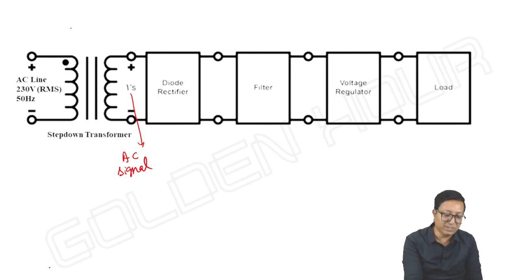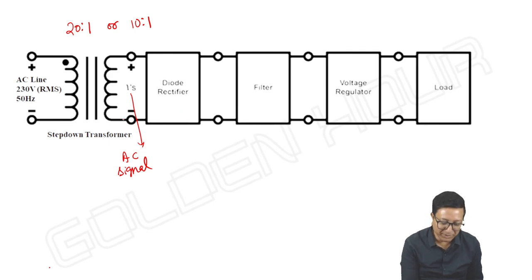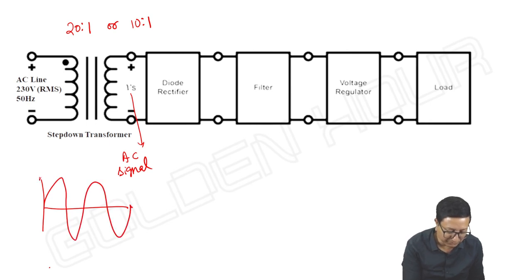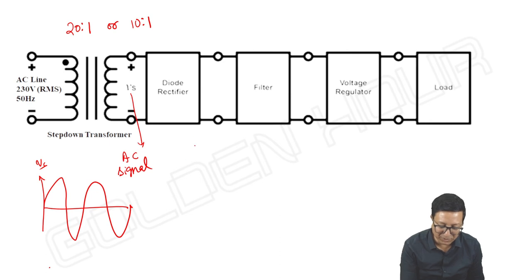And generally the turns ratio is 20 to 1 or 10 to 1. We can see the turns ratio of the step down transformer. Next, the very first stage of this system is the diode rectifier. It may be a half wave or full wave rectifier. What does it do? The secondary voltage is a pure AC signal, and it's bipolar. The rectifier converts this AC signal into unipolar, or it converts bipolar to unipolar.